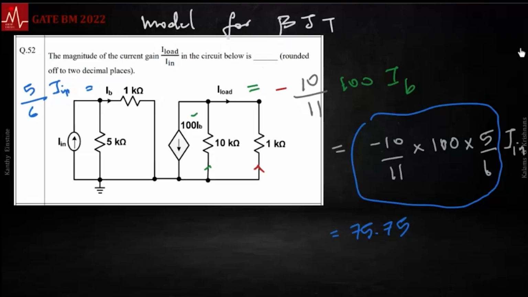It's a model for BJT, but it's an electrical circuit question. This is a question that I would do. But hey, any questions here? That's it. We are almost done. Okay, we are done actually.